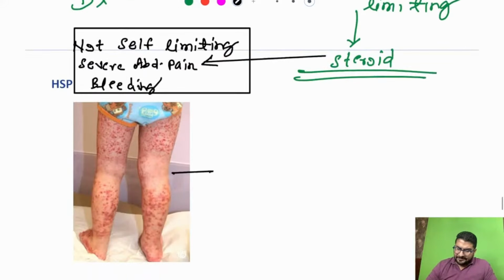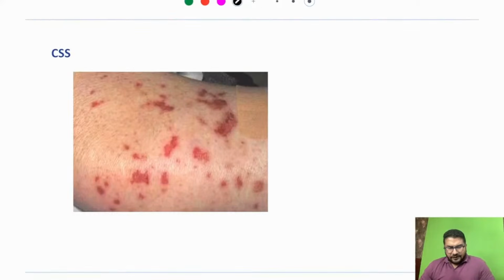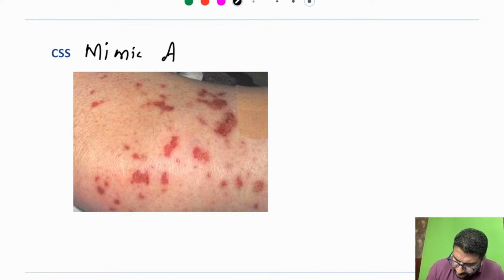So this type of photo image based question they ask in exam. This is the rash of HSP. Done. Okay, this is Churg-Strauss syndrome. So understand, in Churg-Strauss syndrome, this is something which mimics asthma.